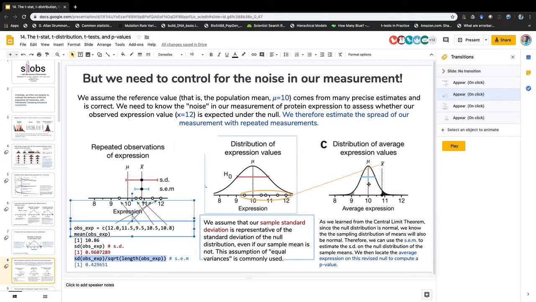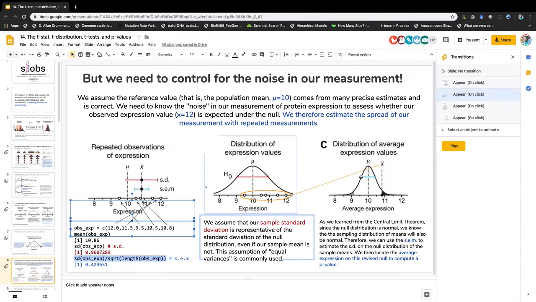And since this mean, the confidence in that mean is based upon the standard error of that sample mean, we're using the same standard error of the mean for the null distribution. And now we're comparing how far apart our sample mean is versus the reference mean. And the uncertainty is given by that standard error of the mean.